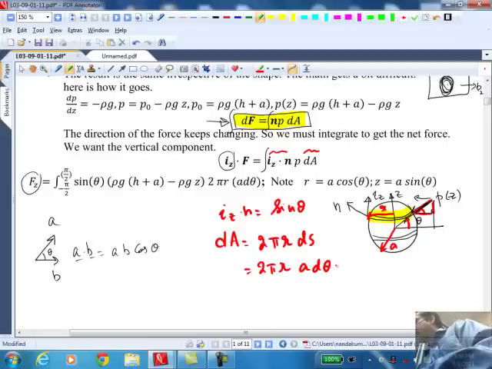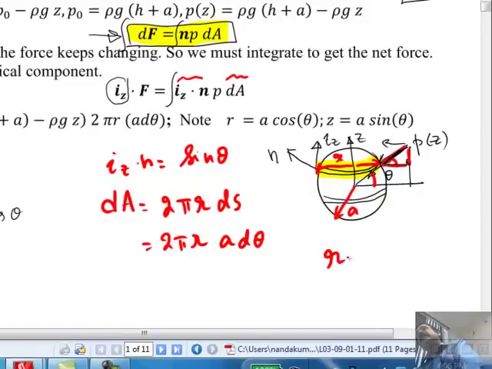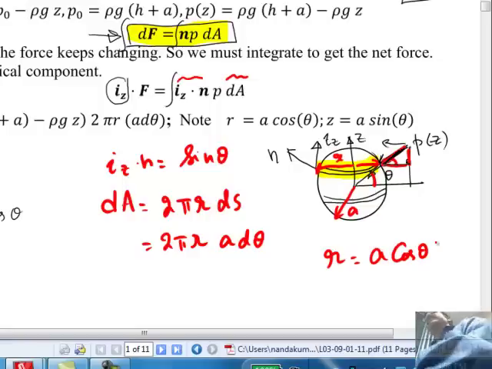That is r. So what is the relationship between r and a? r is equal to a cos theta. So you have figured out an expression for i dot n. You have figured out an expression for dA, and dA is in terms of d theta. It's still a differential. So dA is going to be equal to 2 pi a square cos theta d theta.